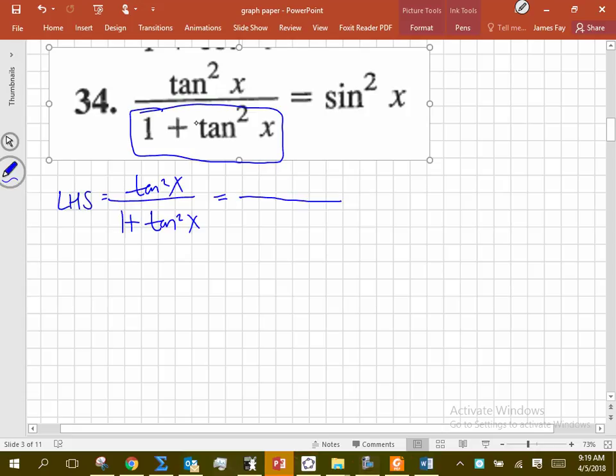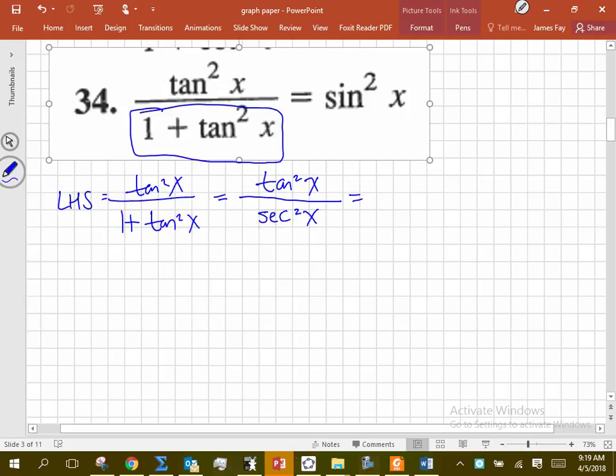Whenever you see a tangent, a secant, a cosecant, a cotangent paired with 1, whether it's plus or minus, you want to start thinking Pythagorean identities. Now, they won't always be 1, okay? But is that a Pythagorean identity? That's secant squared, isn't it? And the numerator is tangent squared.